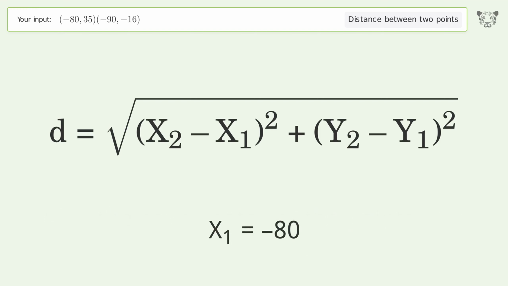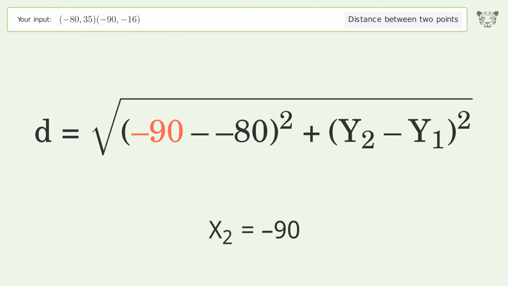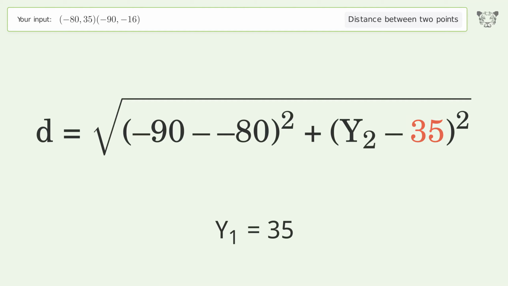x1 equals -80. x2 equals -90. y1 equals 35. y2 equals -16.